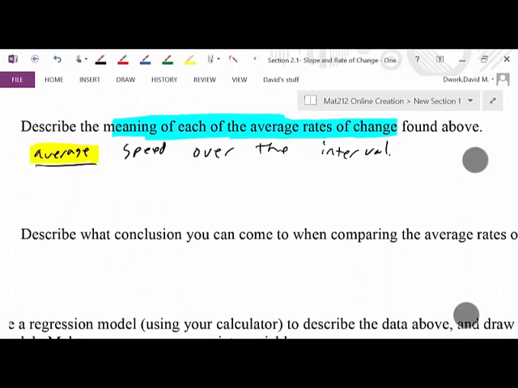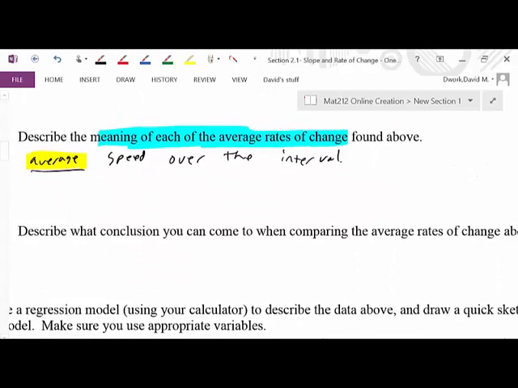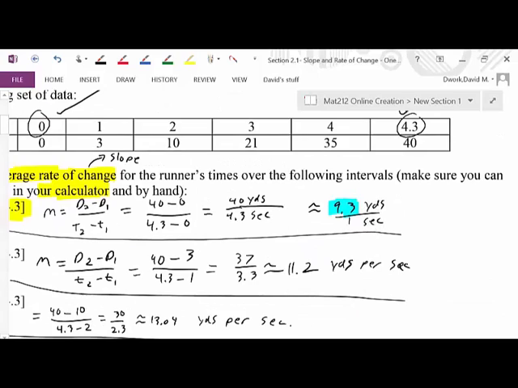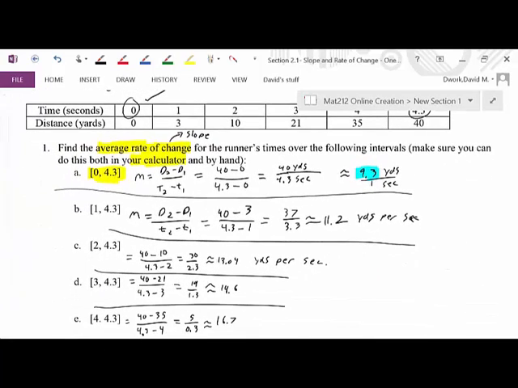All right, so now looking at those numbers, describe what conclusion you can come to when comparing your average rates of change from above. So when you're going through this, stop and think about, all right, what do you notice? What can you say about the runner? And all right, so now that you've done that, hopefully, let's go ahead and talk about it. So what I notice is when they're going from 0 to 4.3 seconds, that's the entire time of them running. If you think about it, when you start running, you're not moving, you're going very slow. Then as you run, you get faster and faster and faster as you get to your top speed.